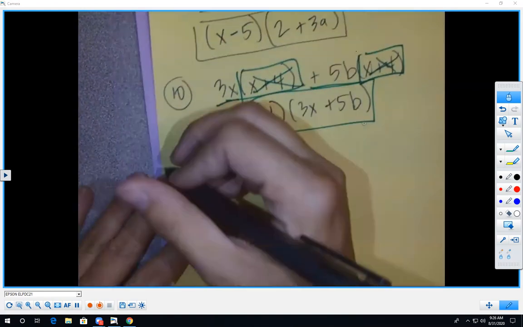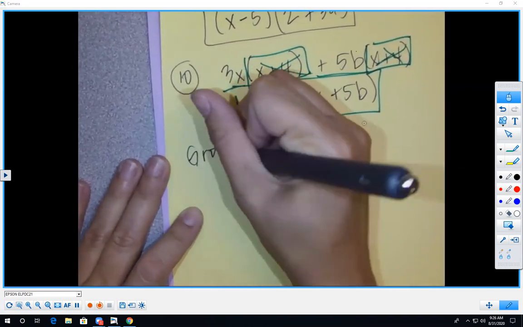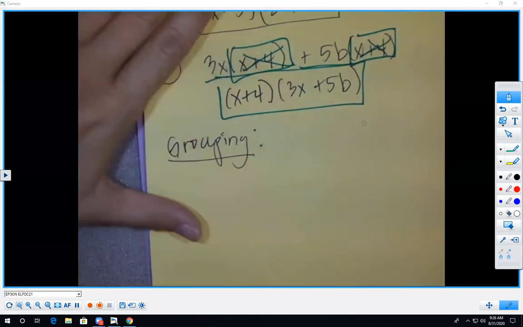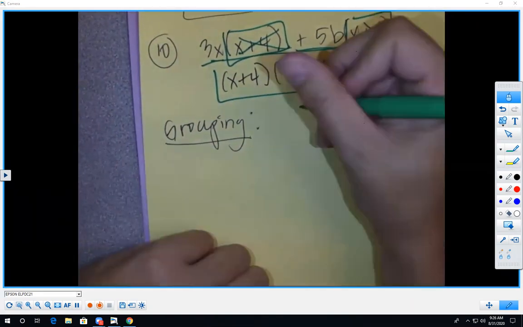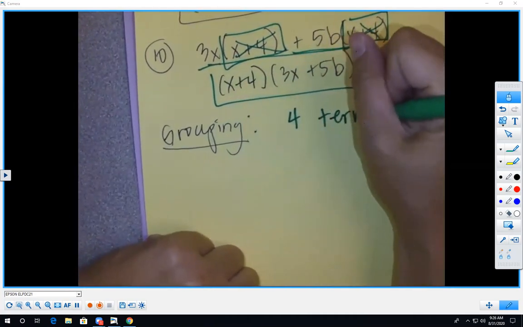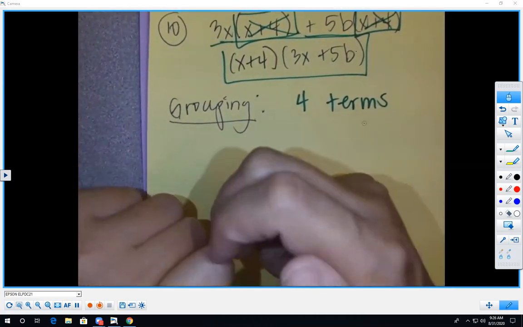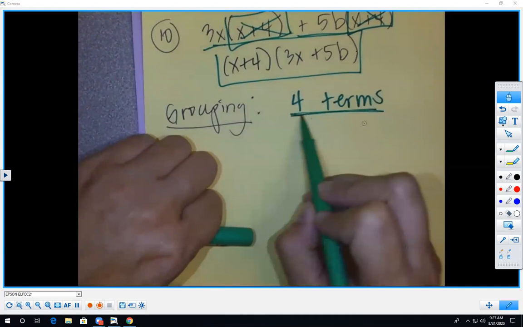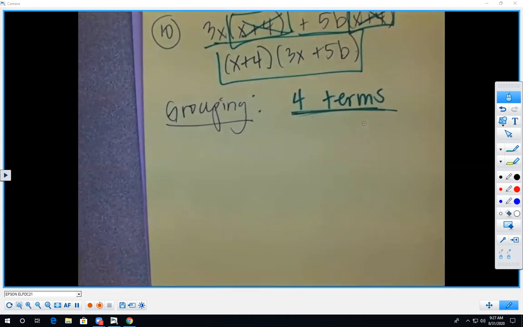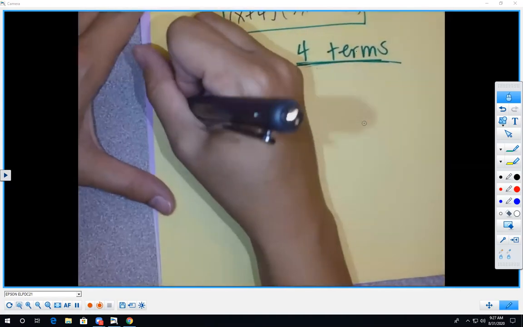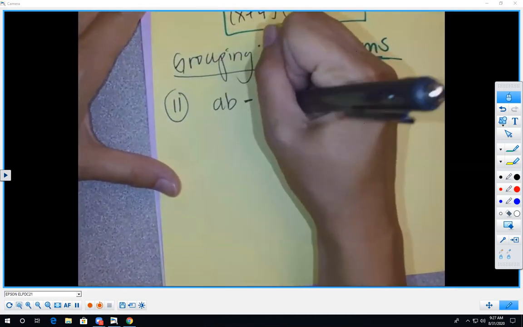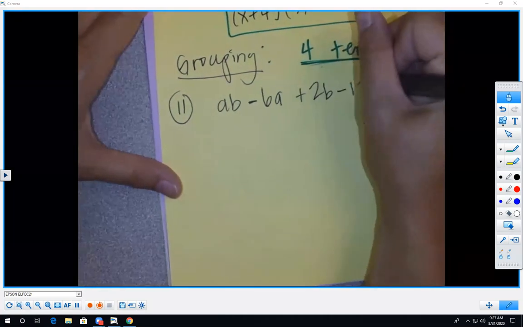Okay, factoring by grouping is a combination of all the things we just did. To factor by grouping, you have to have 4 terms. Notice that all the problems up until now, some had 2 terms, some had 3 terms. It was just kind of dependent on the problem. No matter what, to do grouping, you have to have 4 terms. There's no way to factor without 4 terms. Okay, so for example, if I had a problem that was AB minus 6A plus 2B minus 12.